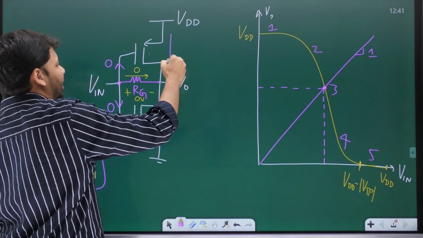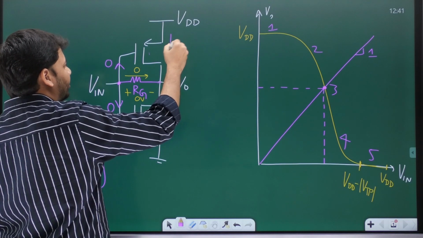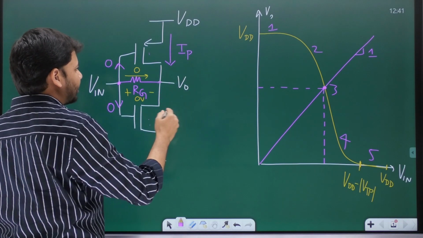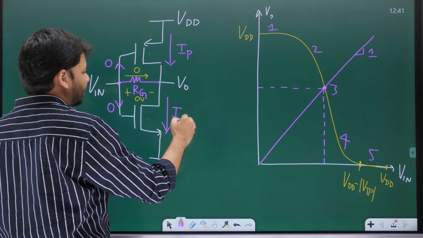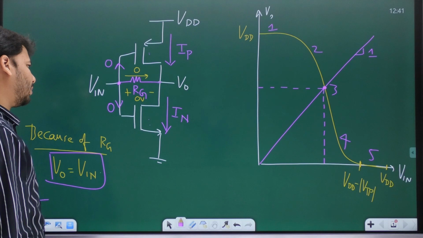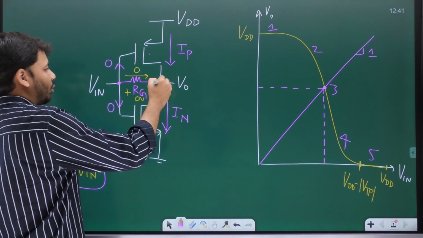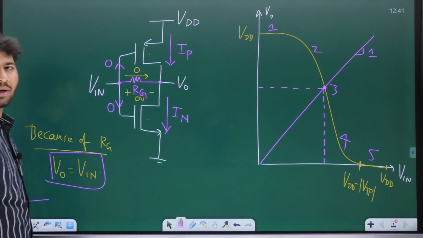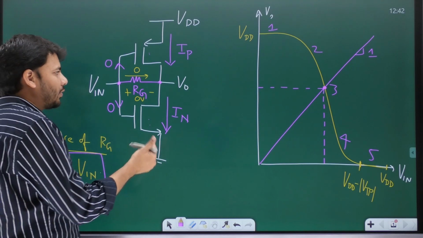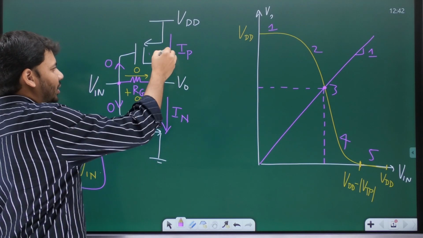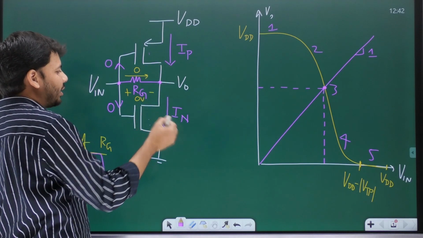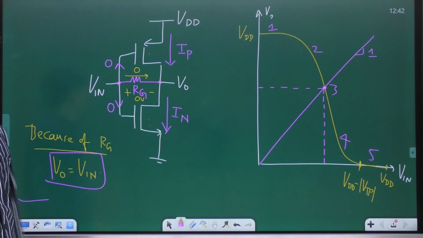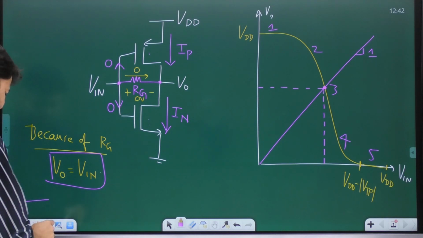What is the name of this current? Is it not the current flowing through PMOS? Let us call this IP. What is this current? Is it not the current flowing through NMOS? And let this current be IN, okay? Now again, look at the output node. At the output node, how many currents are flowing? Actually 3 currents are flowing, but then this current is 0. So only 2 currents are flowing, which are IP and IN. IP is entering, IN is leaving. Obviously, IP should be equal to IN, okay?